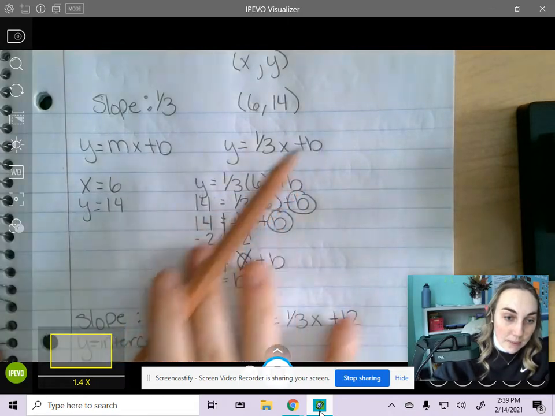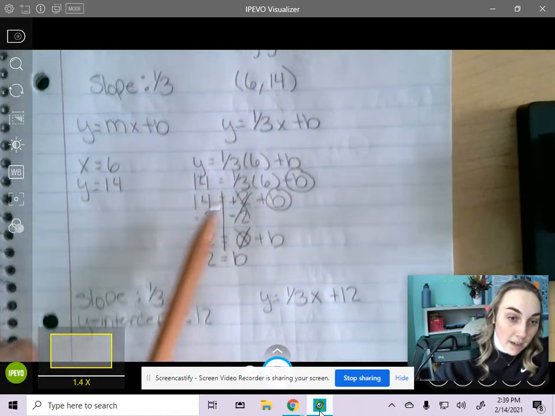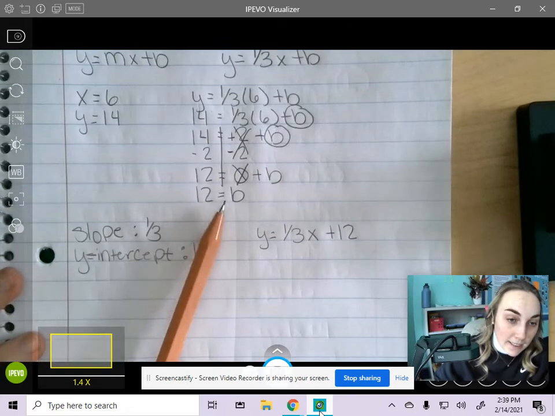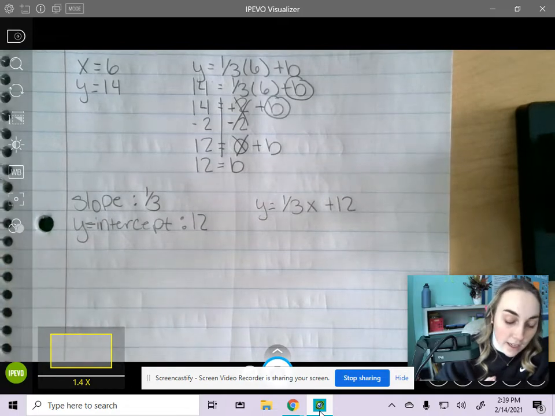So this was kind of like step-by-step how you do it. Put your slope into the equation, substitute the ordered pairs into the equation, and then get b by itself. Once you get b by itself, you can put it into the equation and get your answer.